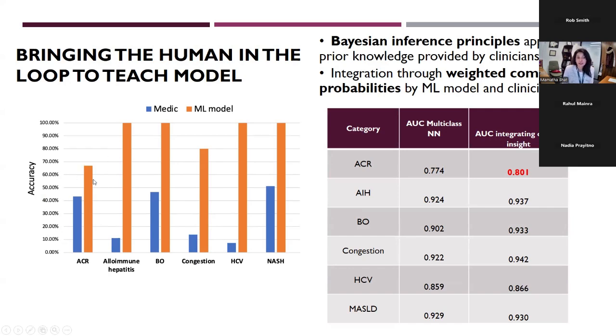And I realized that it wasn't recognizing certain features that I would have, or actually all of us medics had recognized as being typical of rejection. So then we fed those clinical rules back to the model using Bayesian inference principles. So we applied that to fuse the prior knowledge provided with the clinicians along with the weighted probabilities of the ML model. And by doing this, by bringing the human into the loop to teach the model, we achieved a significantly better AUC across all the different categories, including rejection.